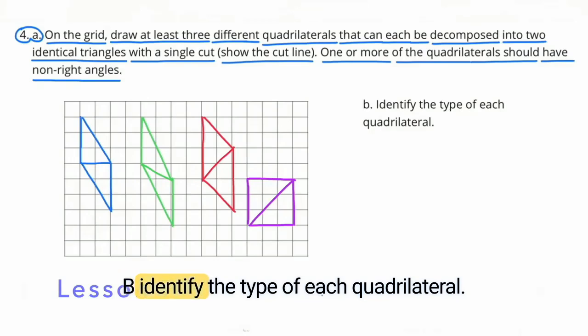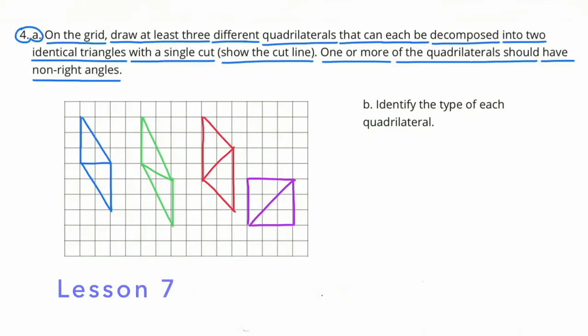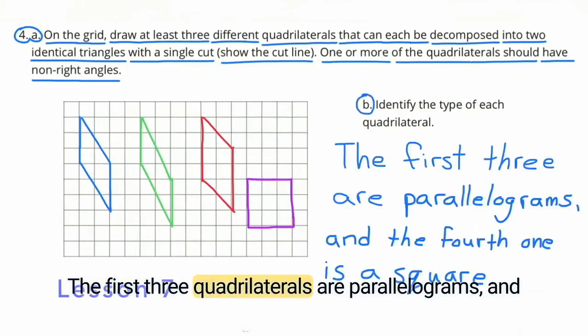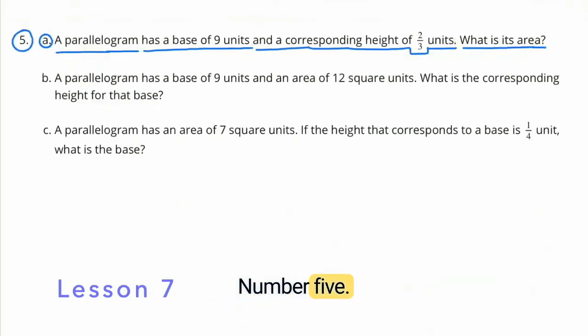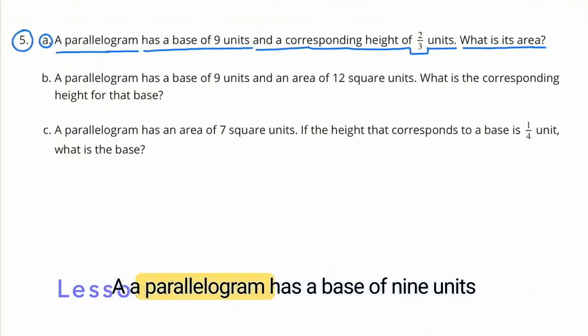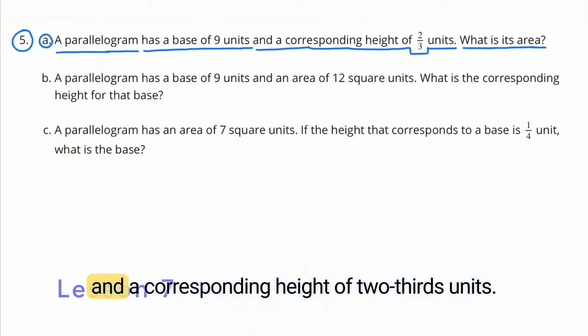B. Identify the type of each quadrilateral. The first 3 quadrilaterals are parallelograms and the 4th one is a square. Number 5. A. A parallelogram has a base of 9 units and a corresponding height of 2/3 units.